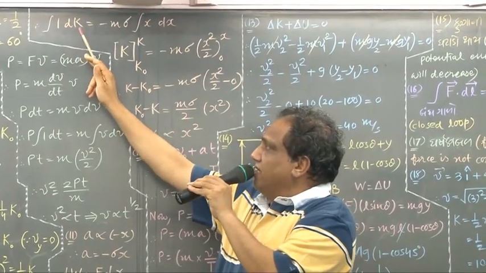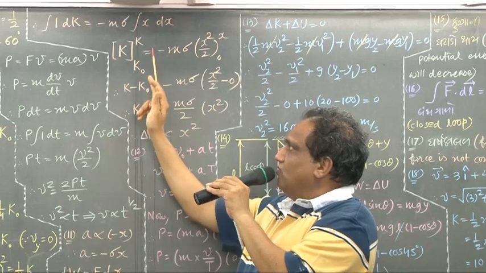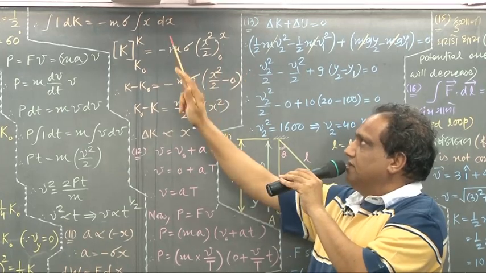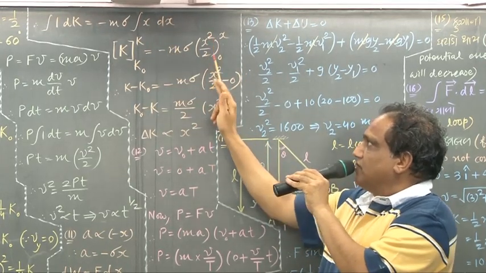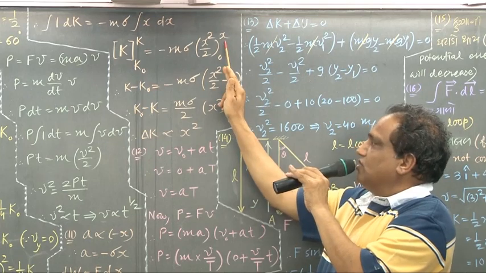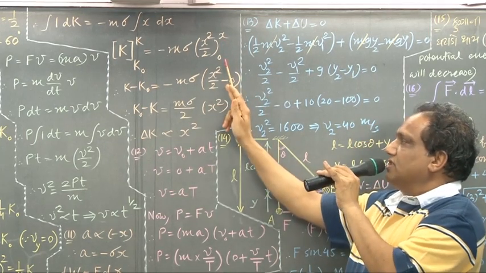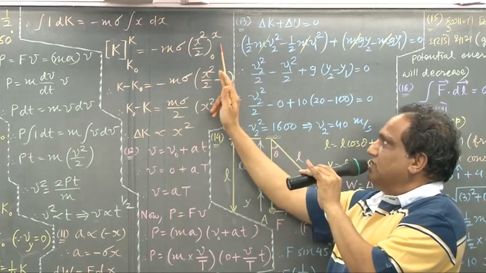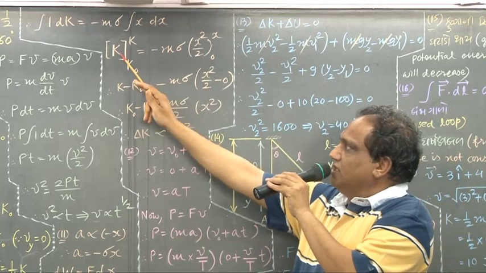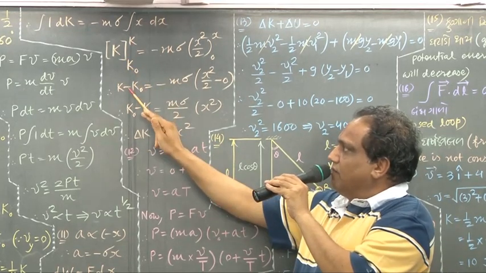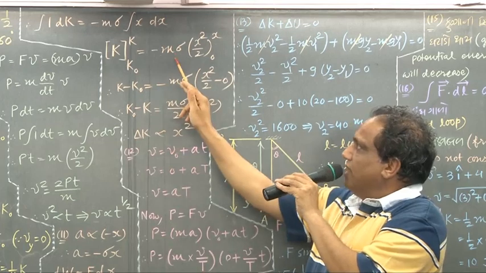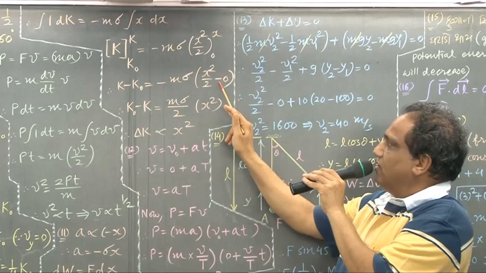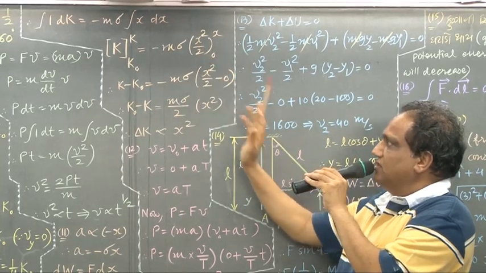Now integration 1 dK is nothing but K from initial to final kinetic energy, minus m into sigma as it is constant. Integration x dx is nothing but x square by 2 from initial to final position of body. Initial position of the body is described by x equal to 0. Final position of the body, let it be x equal to x. So x is the displacement now. Instead of K, after putting minus, I should write K0. Minus m sigma as it is, instead of x, you write upper limit, that is x. x square by 2. After putting minus, you should write 0 upon 2, that is 0.